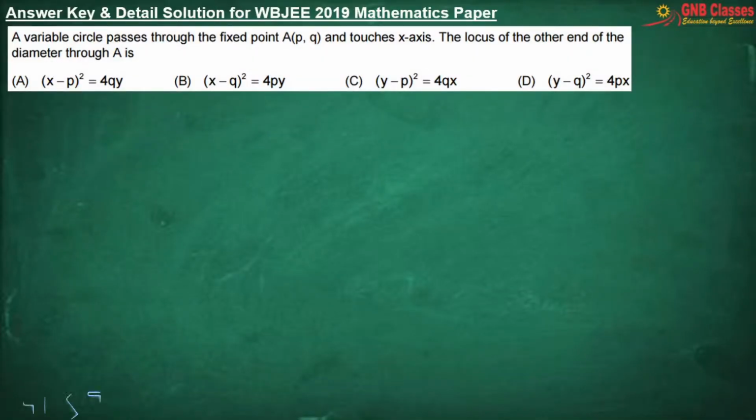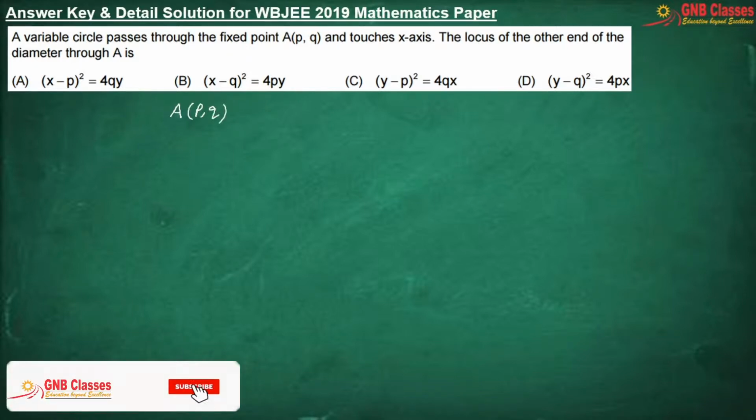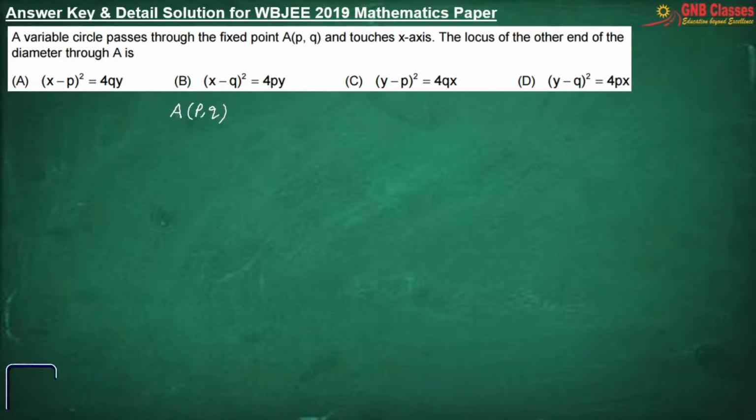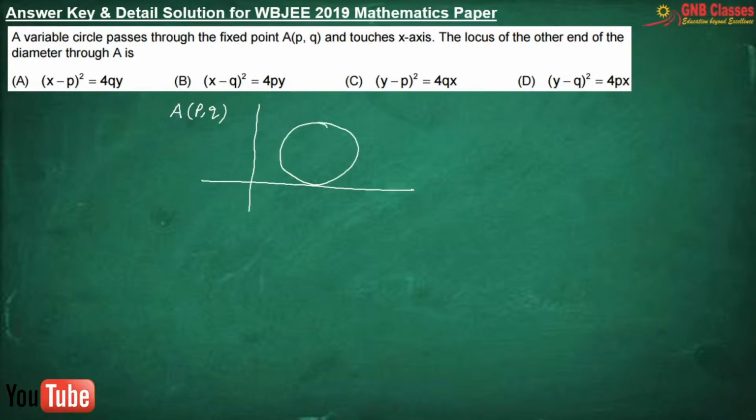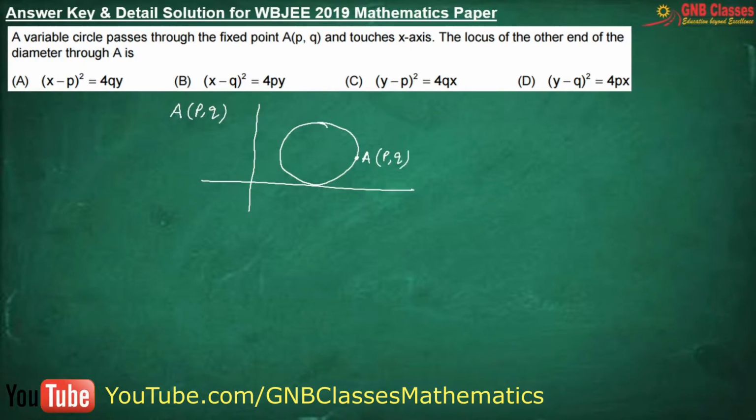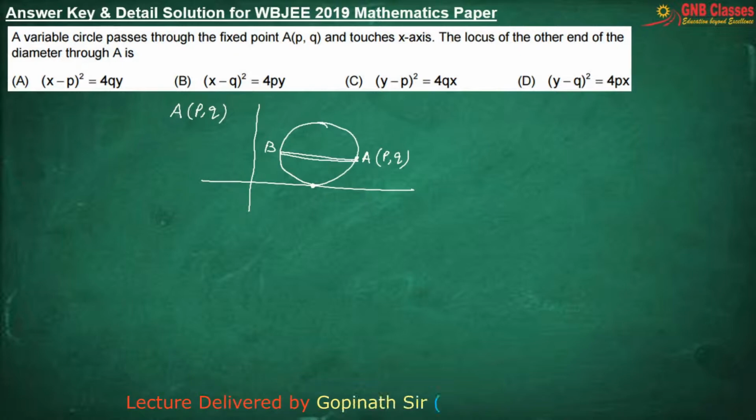In this question, they have said that a variable circle passes through a fixed point P, Q and touches the x-axis. So we have to find out the locus of the other point of the diameter through A. Let me draw the diagram first. This is the circle. It is passing through a fixed point P, Q and it is touching the x-axis. So this is the diameter. B is the other extremity of the diameter and we have to find out the locus of point B.